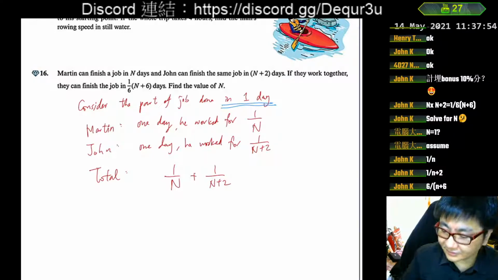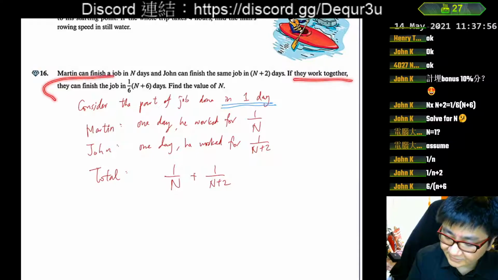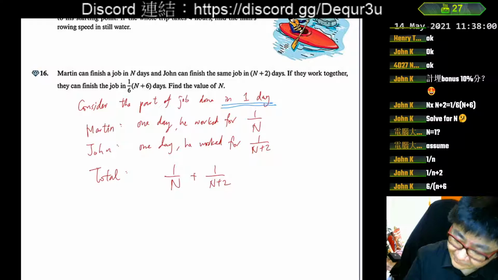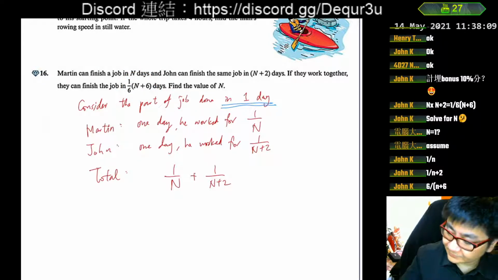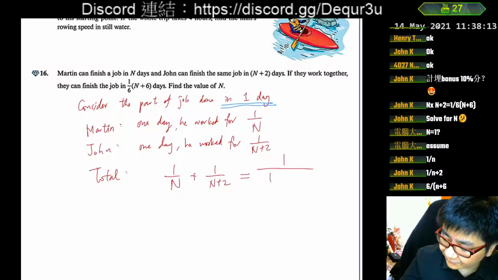And if they work together, the number of days they take will be 6 times (n+6), so in one day it is 1/6(n+6). We use this to find the one-day amount, and therefore it equals their total contribution, 1/(6(n+6)).